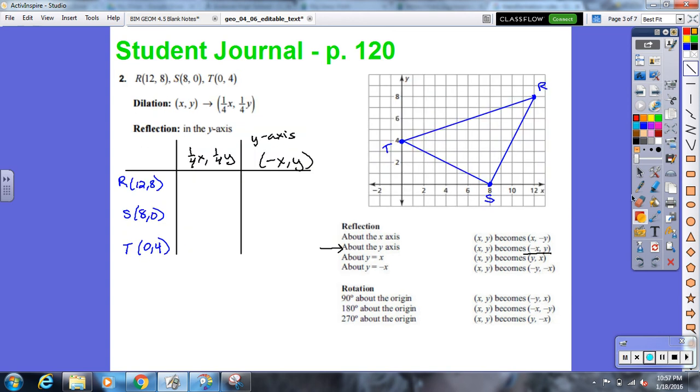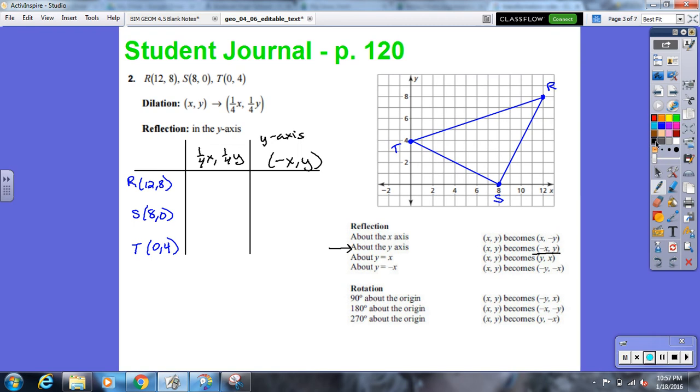Okay, on this one, I've gone ahead and graphed R, S, and T. Let's do the dilation first because it is listed first. So we take each point and we plug it into the 1/4. So 12 times 1/4 is going to be 3. 8 times 1/4 is 2. Continue on down, you have 2, 0, and you have 0, 1.